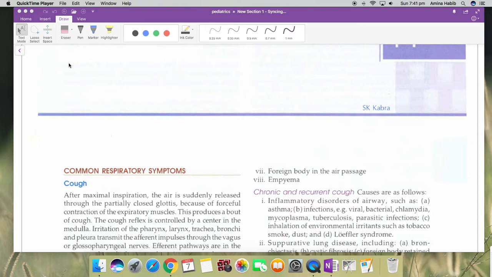Then onset of respiration: how a newborn, when it is born, starts to breathe by itself. There are three factors. Number one is decreased oxygen, that is hypoxia. Number two is hypercapnia, and number three, increased sensitivity of the chemoreceptors. These are the main factors responsible for initiation of respiration at birth.